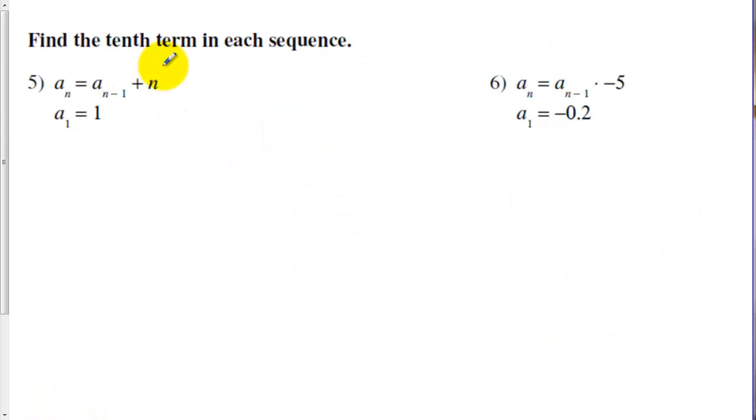Now in our next example, we're going to want to find the nth term. In this case, you'll see it's going to be a little bit more tedious because we need to just keep repeating that. So here we're adding n to the previous term, so we're adding 2 to this, we get 3. Now we're adding 3.